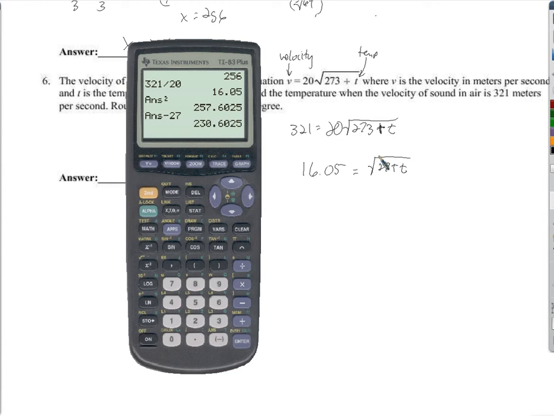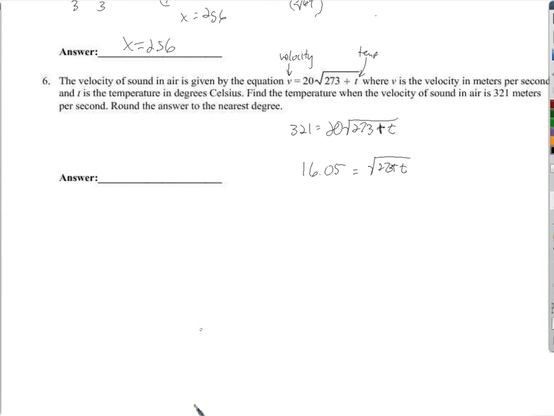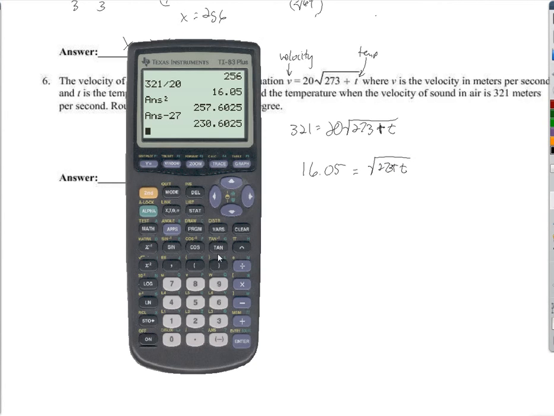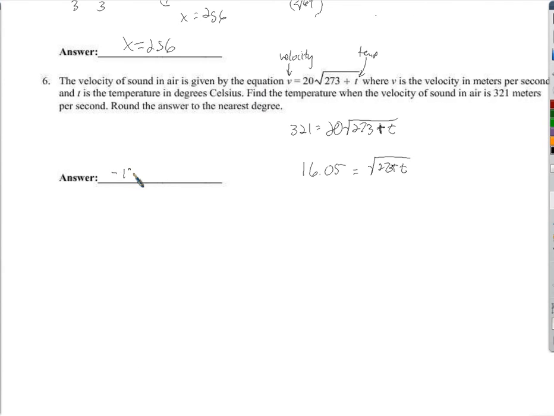Oh, not 27, 273. Oof. So here we'll add 27 to get back to what we had, and we'll subtract 273, negative 15 degrees. There we go.